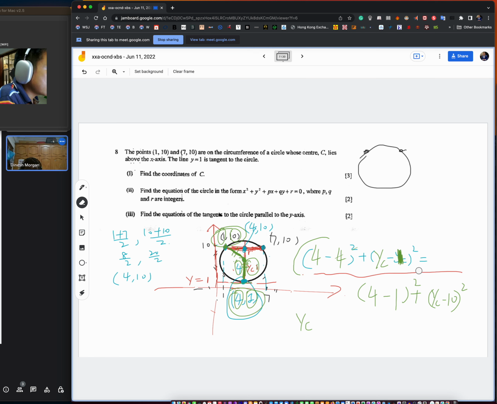If you figure this out, your yc will be equal to, in fact we did this just now. So we're making use of the length equal to length. So yc is equal to 6. So that is why it's 4 and 6.